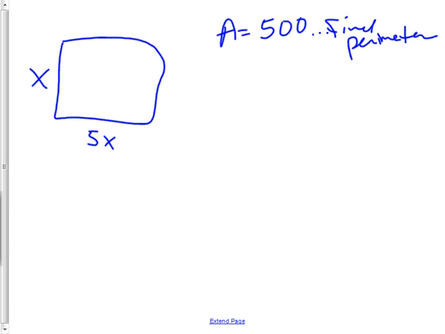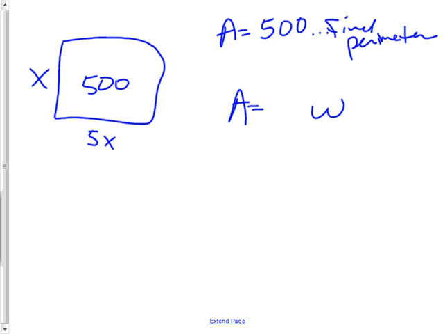So, first job, draw your picture, label it. Got it. And if the area is 500, I usually put the 500 on the inside because that's what area is. It's on the inside. Okay, so then write a formula. Your formula would be area equals length times width, or you could use base times height. Either one would be fine. And then what is the length or the base?